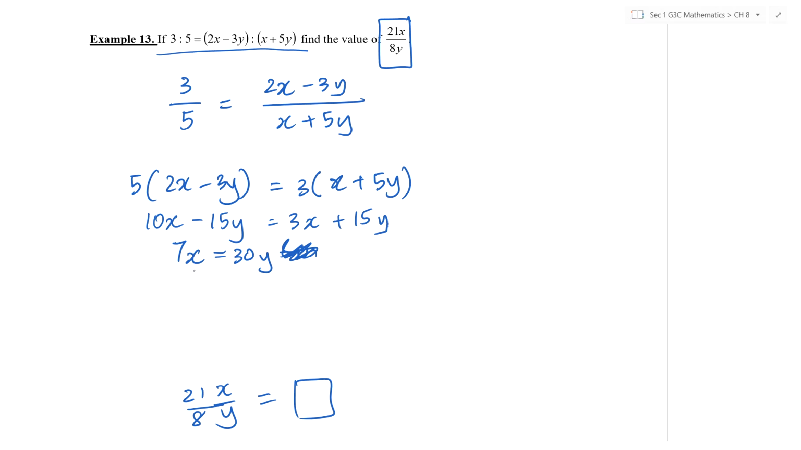At the moment it is 7x to 30y. What do you suggest the next step to be? My goal is to reach 21x over 8y. Currently I have 7x. What should I do? X over y is 30 over 7. Agree so far? Then what's the next step?